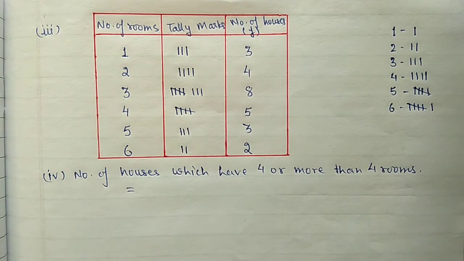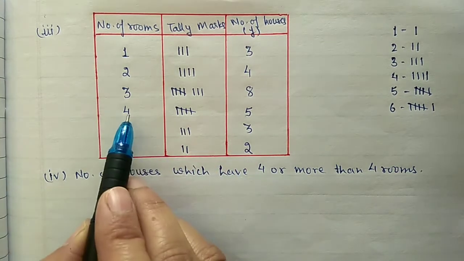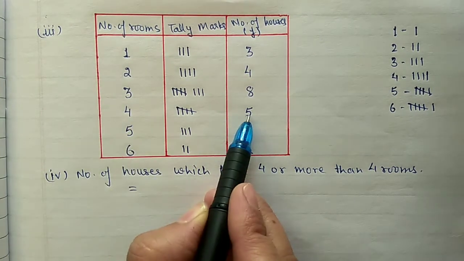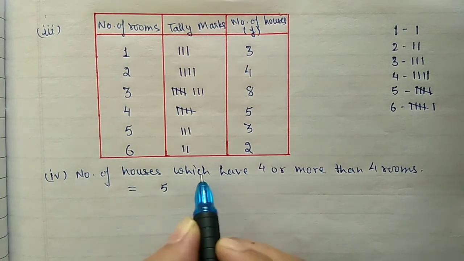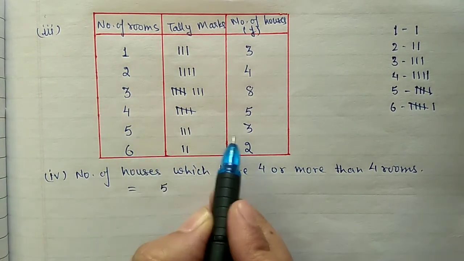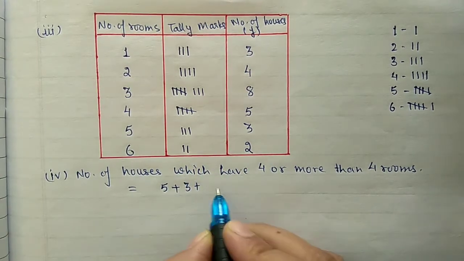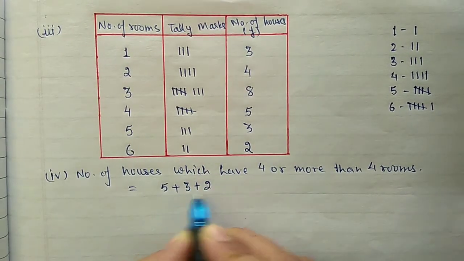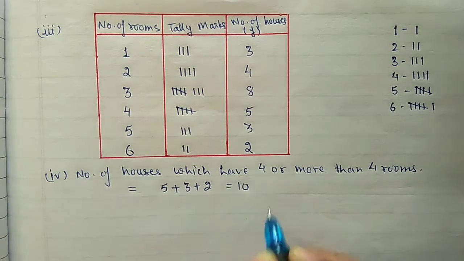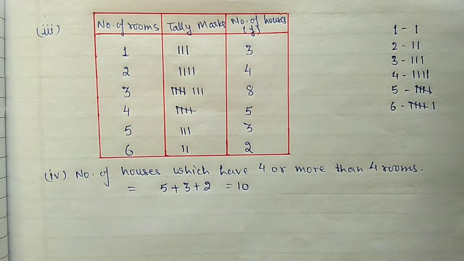Next is the fourth part, the number of houses which have 4 or more than 4 rooms. So first we will see how many houses have 4 rooms. 5 houses. Then for the more than condition, 5 rooms are in 3 houses and 6 rooms are in 2 houses. So total 5 plus 3 is 8, and 8 plus 2 is 10 houses having 4 or more than 4 rooms.